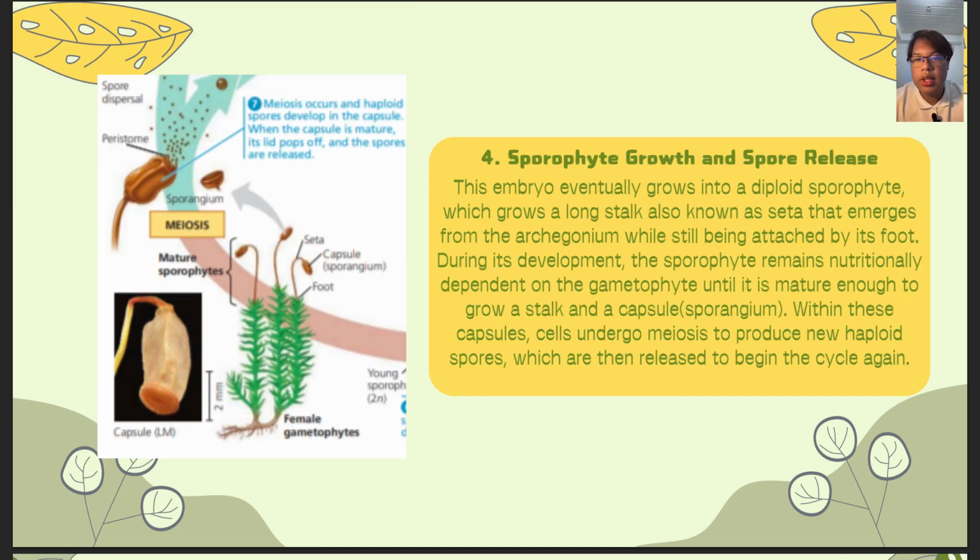So now we move on to the fourth segment, which focuses on sporophyte growth and spore release. The embryo grows into a sporophyte, which remains attached to and dependent on the gametophyte for nutrients. It develops a stalk called a seta and a capsule. Inside that capsule, meiosis occurs to produce haploid spores. These spores are then released into the environment, starting the cycle all over again.